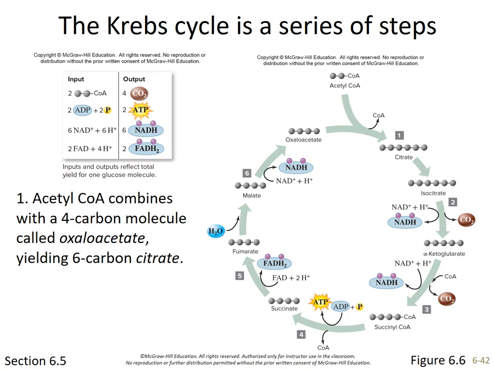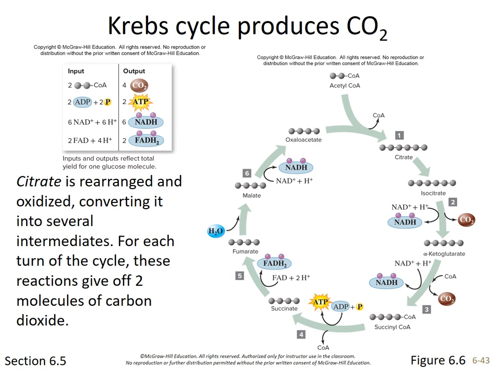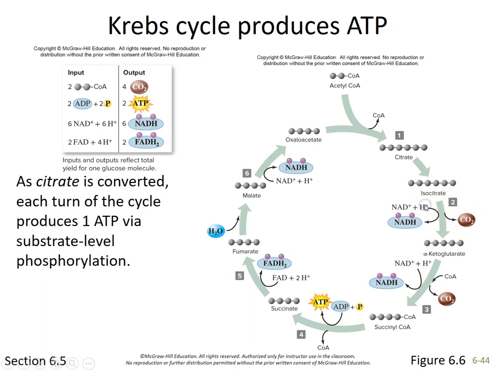Acetyl-CoA combines with a 4-carbon molecule called oxaloacetate, and it yields a 6-carbon citrate. So we're going to follow the arrows around and look at what's made. Citrate is rearranged and oxidized and has several intermediates. For each turn of the cycle, these reactions give off 2 molecules of carbon dioxide, as you can see output here. As citrate is converted, each turn of the cycle also produces 1 ATP via substrate level phosphorylation.